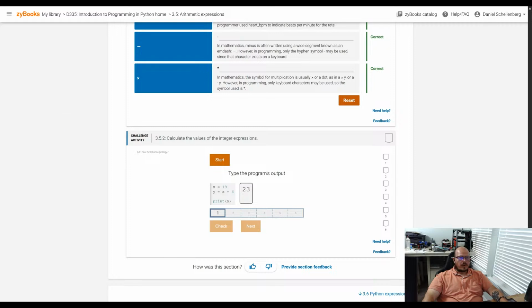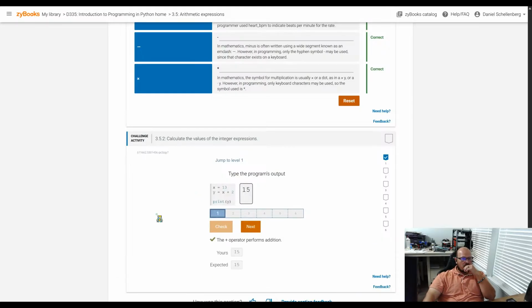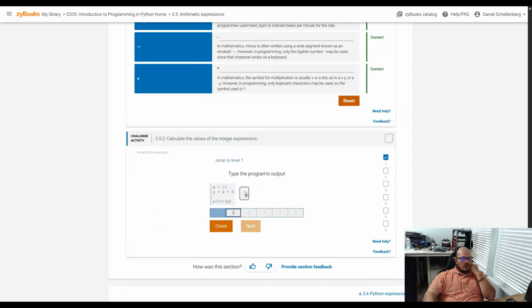Where are we here? Okay. Calculate the values of the integer expression. Type the program's output. So print y. So x is assigned 13, and y is assigned x, which is 13. So 13 plus 2, 13, 14, 15. 15. Then 13, 12, 11, 10, 9.